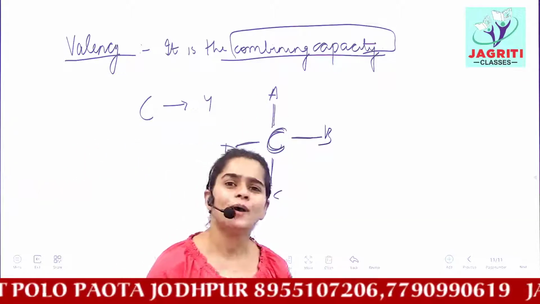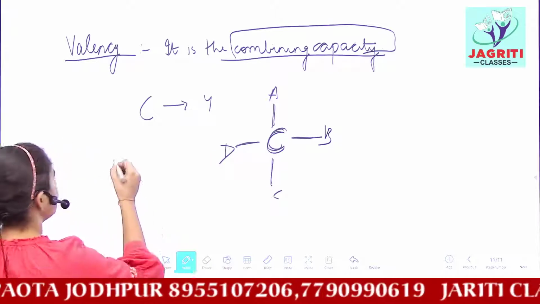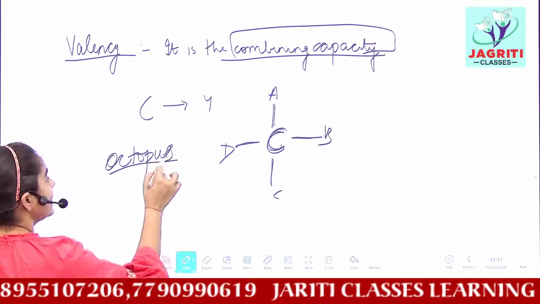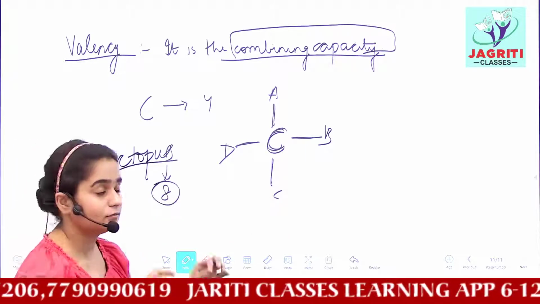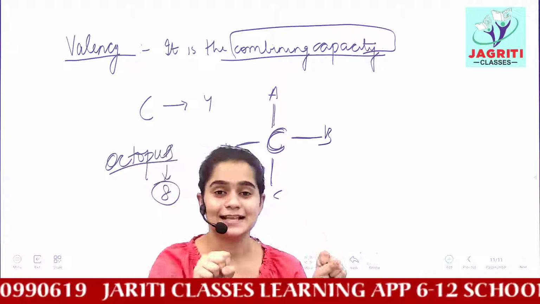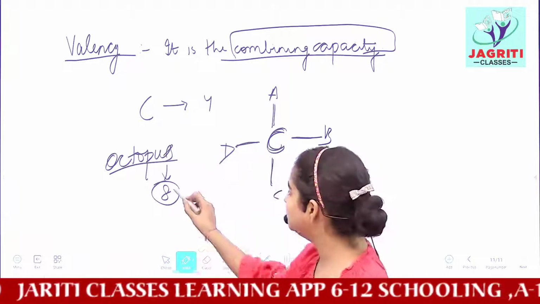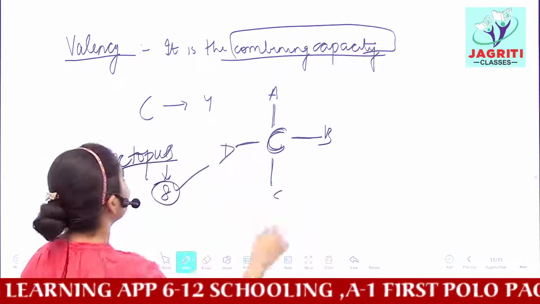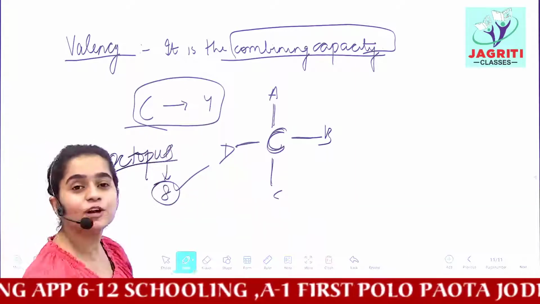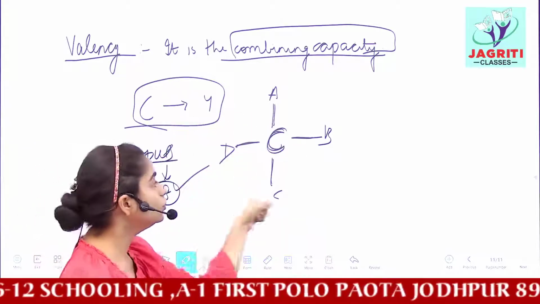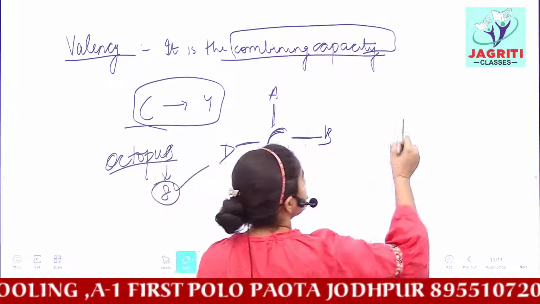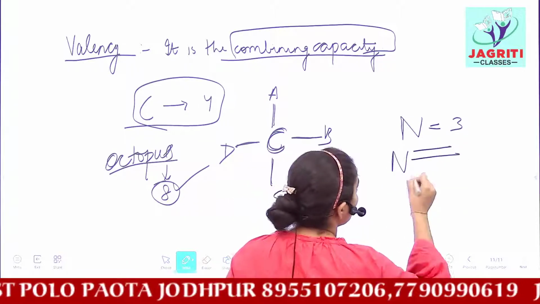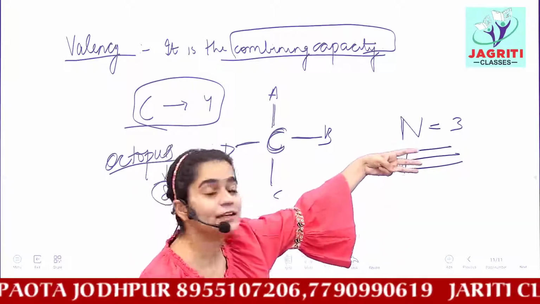This is called valency. For example, there is an example given in your books: what is the valency of an octopus? You know octopus has 8 hands and it can attach with 8 things at a single time. So the valency of octopus would be 8. But here we do not have to deal with plants, animals or humans. We have to study our chemical compounds. So the valency of carbon is 4 because it can join to 4 atoms. The valency of nitrogen is 3. Why? Because at a single time it can form 3 bonds or join with 3 atoms.